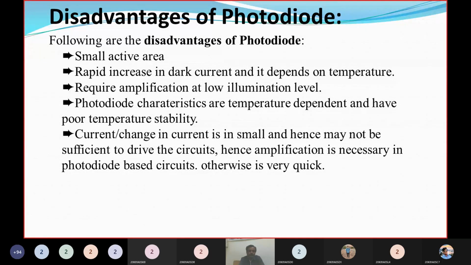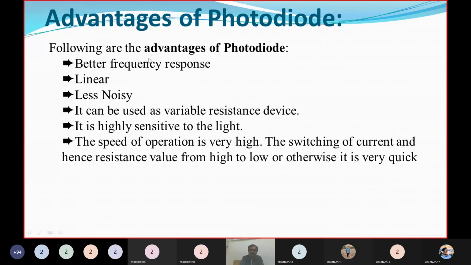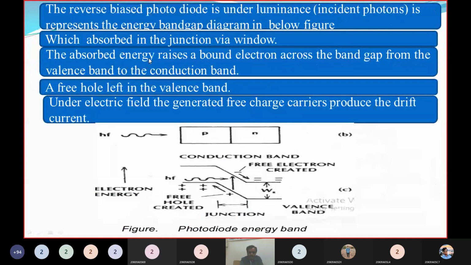So we'll discuss those disadvantages. Small active area. Small active area means, see here, this is the junction, this is the P region and this is the N region. If you observe, this junction area is very small. This junction area is very small.